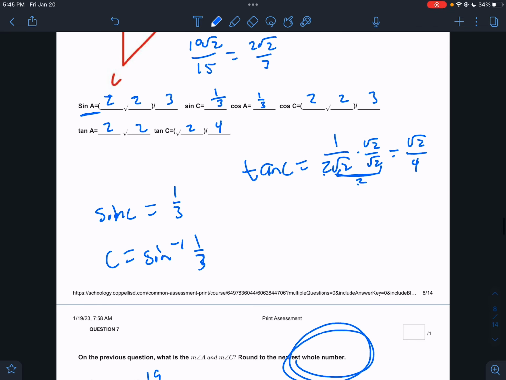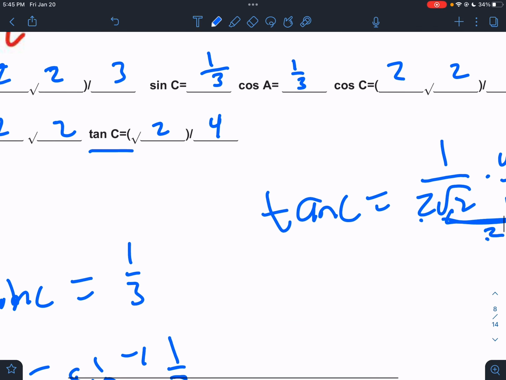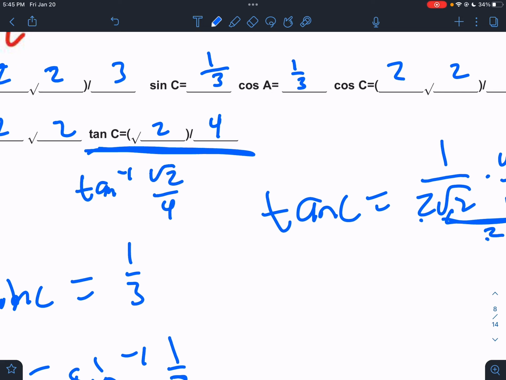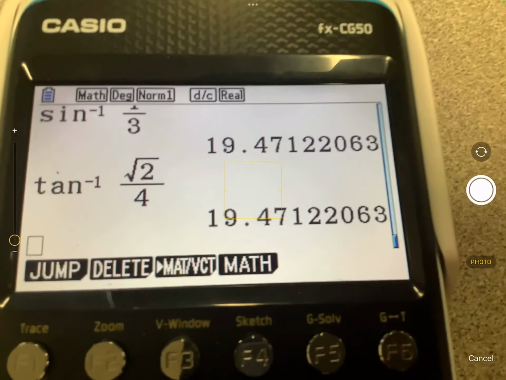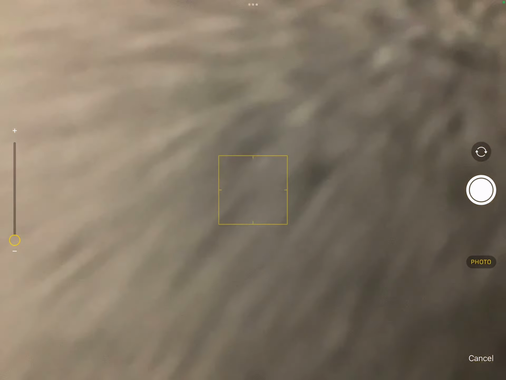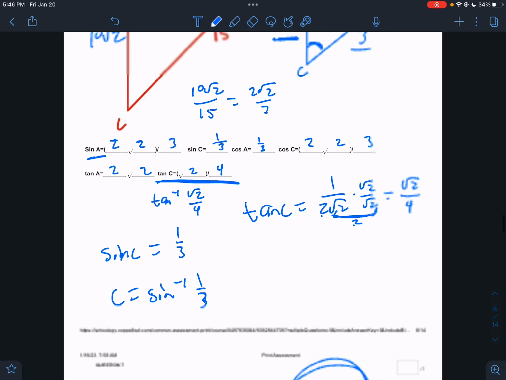And if I did any of the angle C's, just for funsies, like what if I type this one in? That would be inverse tangent root 2 over 4. I'm going to type it in real quick. Inverse tangent root 2 over 4. Guys, it's the same angle, right? Aren't they both angle C? That means they're going to be the same size. So it doesn't matter which one you pick. Pick any of them that involve angle C and do some inverse on it.